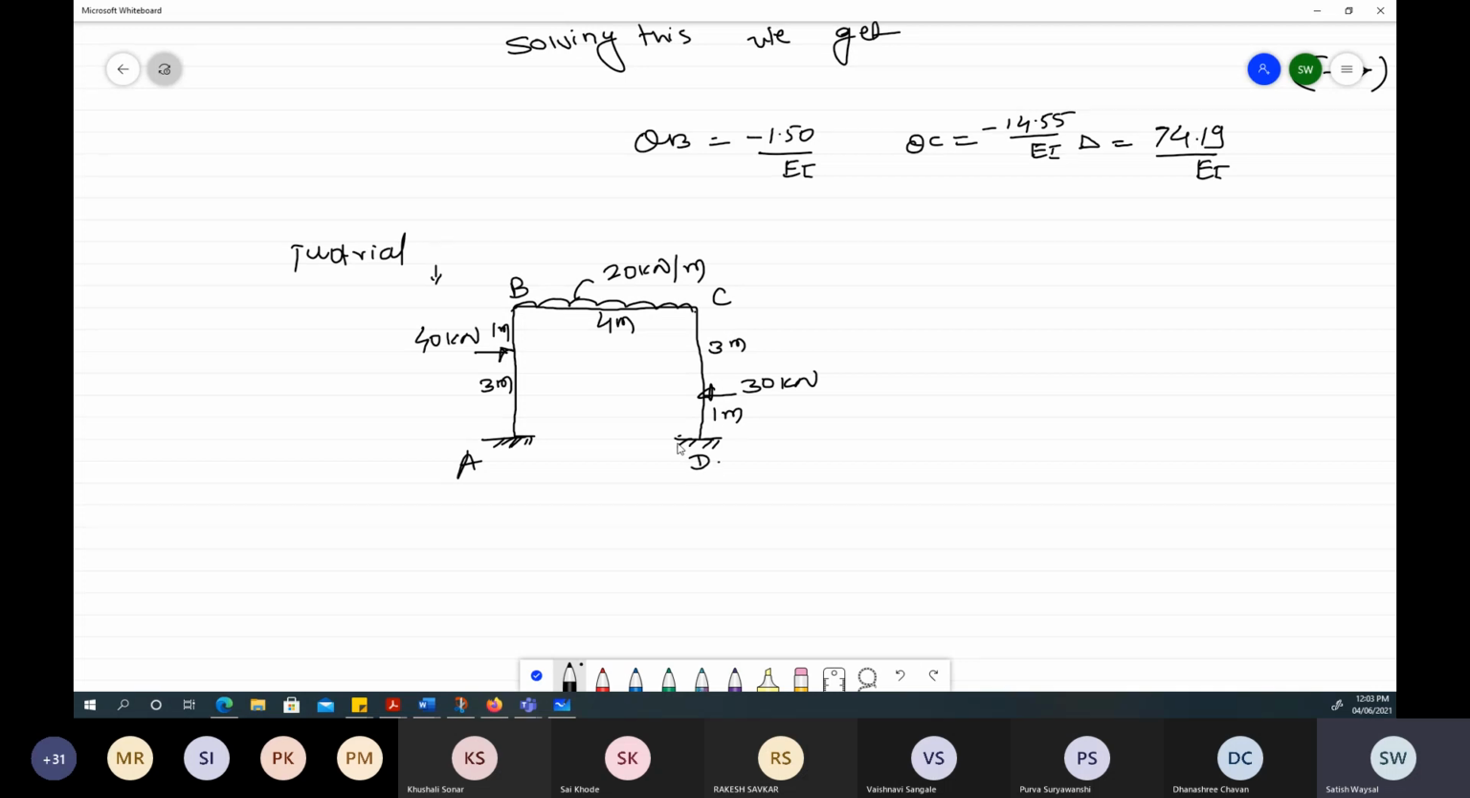This is the frame that you have to analyze in the tutorial. Similarly, this recording is on MS Teams. You can use this for your reference.